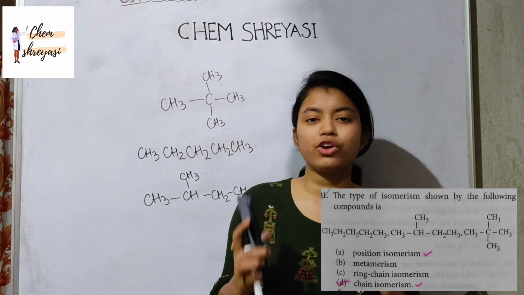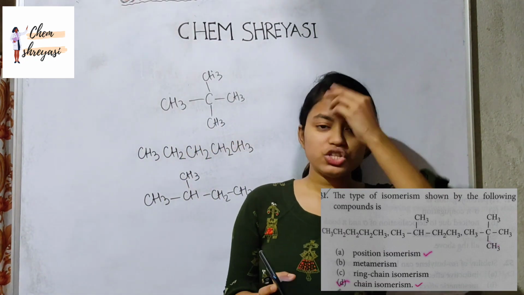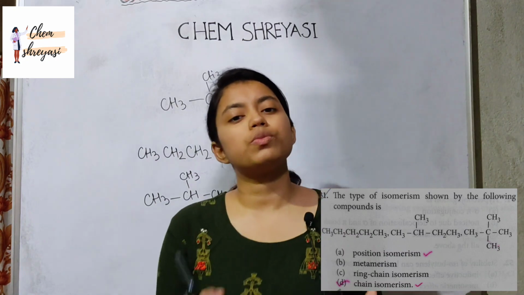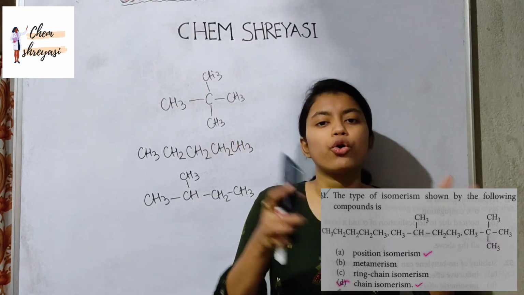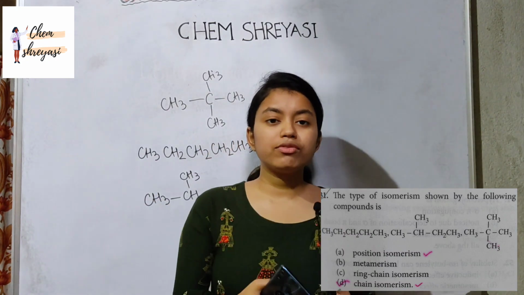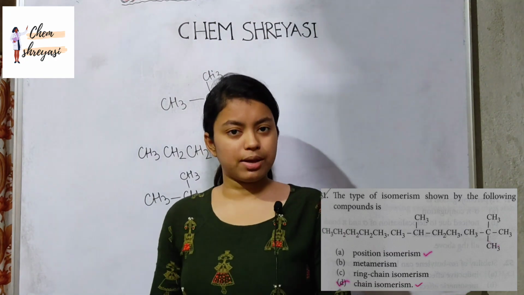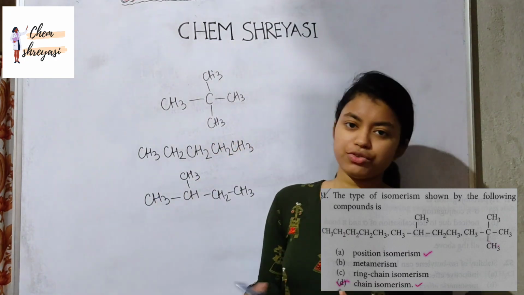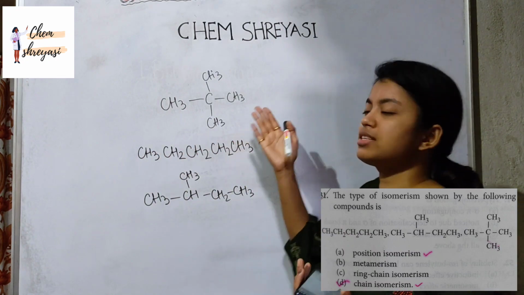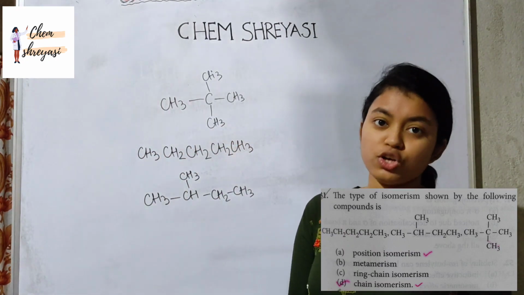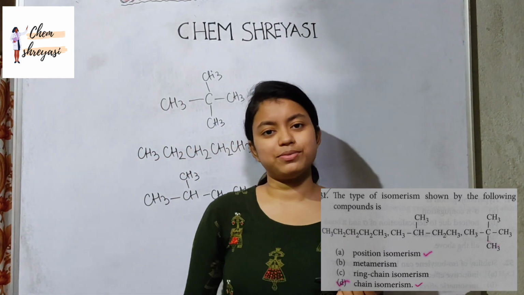Now let me recall what is chain isomerism. Chain isomerism is the isomerism that exists between 2 or more compounds in which the molecular formula is same, but the carbon skeleton is different. So we can see definitely this is the chain isomerism. So option D is the right answer.